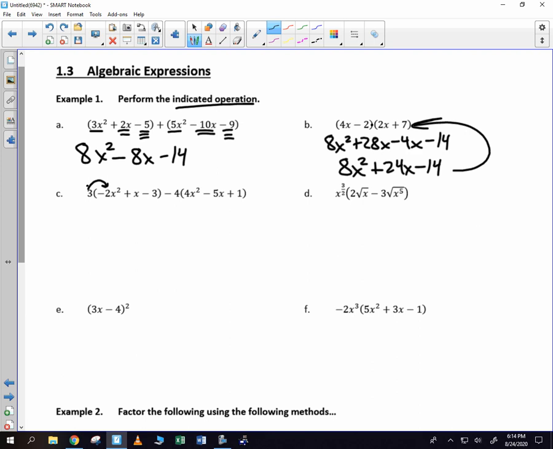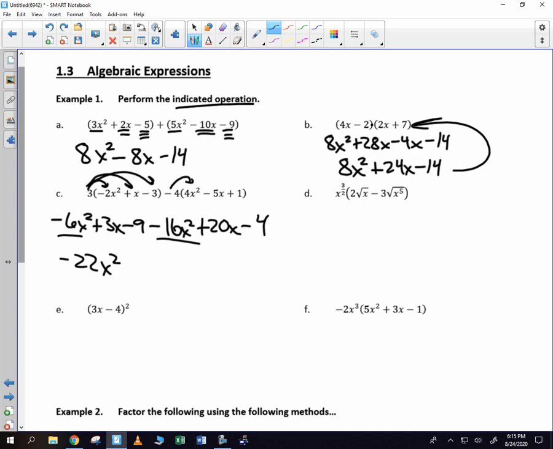All right, here we need to distribute the constant, and we get negative 6x squared plus 3x minus 9. Here we distribute the negative 4. Okay, so we have negative 16x squared, positive 20x, and then a minus 4. Combine your like terms, negative 22x squared. The 3x and the 20x make 23x, and the negative 9 and the negative 4 make negative 13. So there we have it combined.